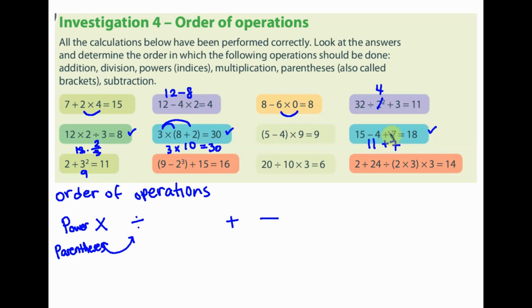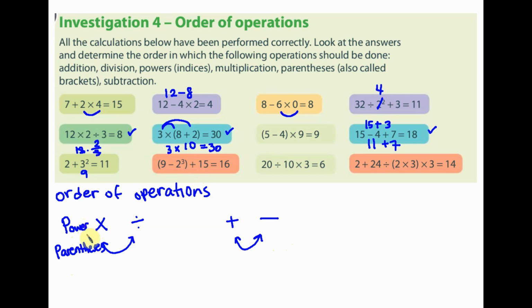Negative 4 plus 7, I get 3. Then if I had positive 3 with 15, I still get 18. So again, these two orders do not matter. The next one. Based on this, I just need to know which one I need to do first.